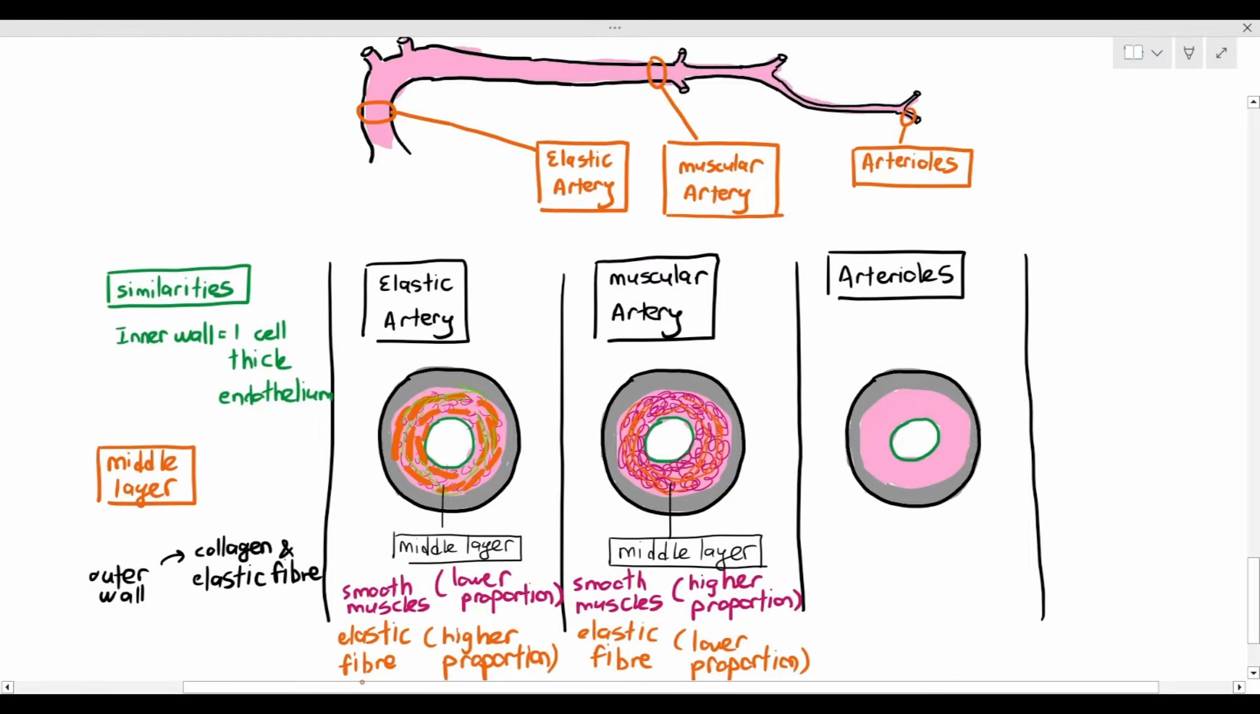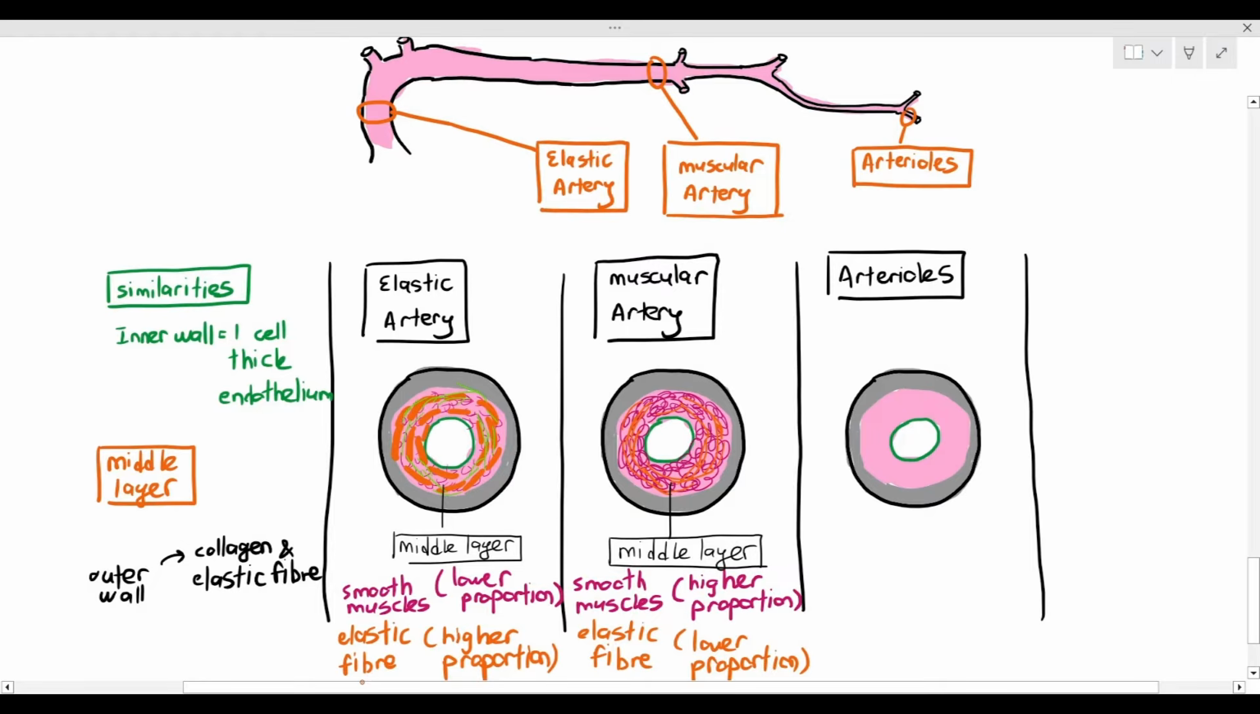Elastic artery is called the elastic artery because it has a higher proportion of elastic fiber. Muscular artery has a higher proportion of smooth muscles in its middle layer. That's the difference between the two of them. Some students also ask, what about the collagen fibers?